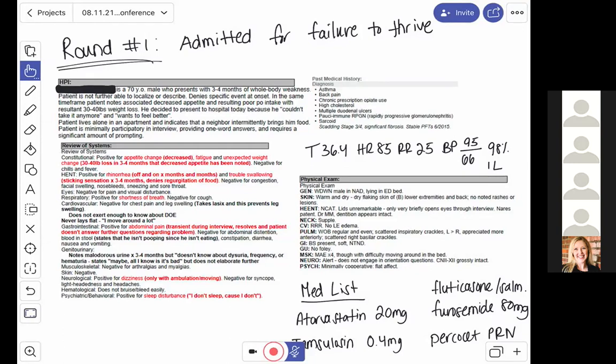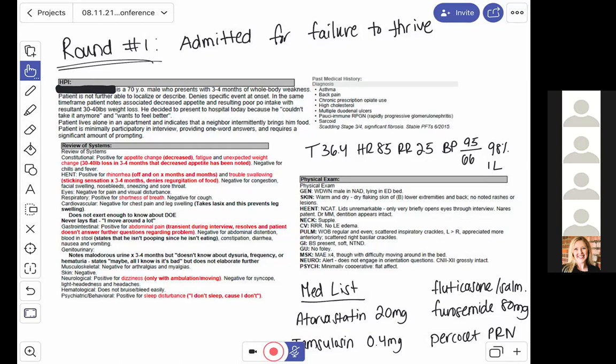He says that he lives alone in an apartment. A neighbor comes and brings him food. And then the person who wrote the H&P comments, he is minimally participatory in the interview, providing one-word answers requiring significant prompting. In terms of his past medical history, he has a history of asthma, chronic back pain for which he's on opiates. He has a history of hyperlipidemia, duodenal ulcers, a history of RPGN that's dealt with now, his normal kidney function, and then sarcoid for which he follows with pulmonary.